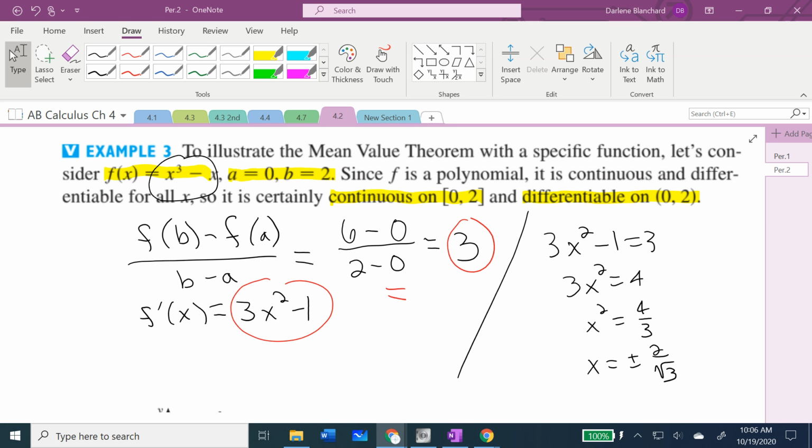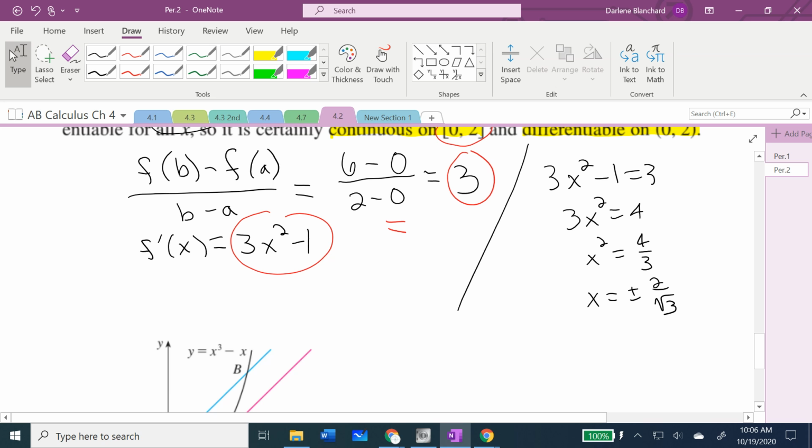I'm looking at actually the positive of 2 over root 3, not the negative, right? Because you're guaranteed that C is between A and B. And in this case, A and B are 0 and 2. And then double check, is 2 divided by root 3? Actually, I don't think we have to think too hard about that. 2 divided by root 3, definitely between 0 and 2. So that is my C number. The C that is guaranteed by the mean value theorem. Excellent.